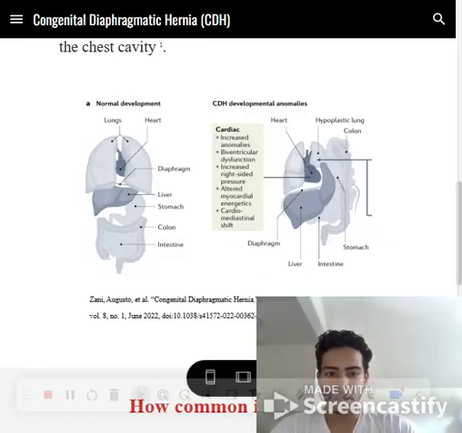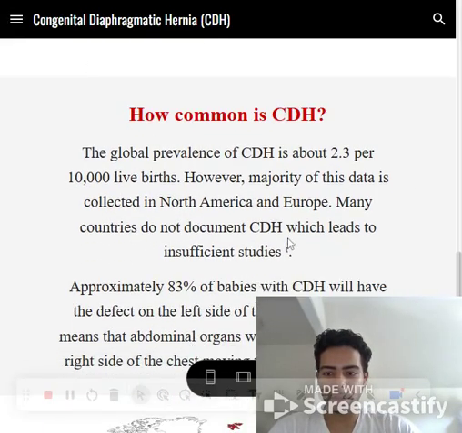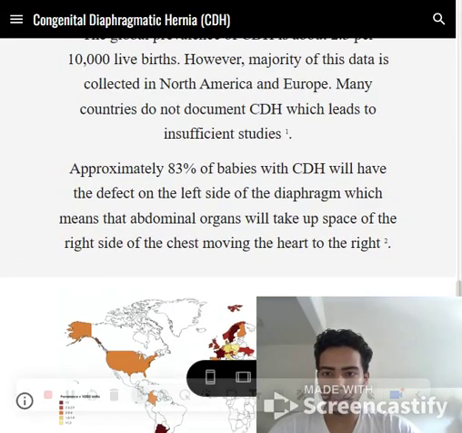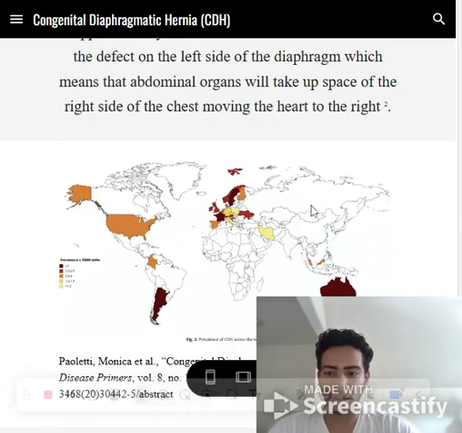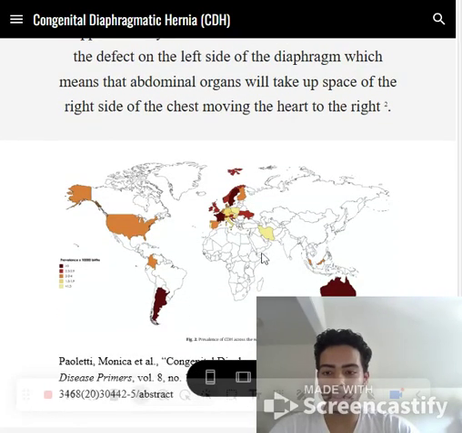And below it just shows how common CDH is, and the picture below just shows how common it is in different countries, and also reaffirms the idea that I presented up here, that many countries do not document CDH, so there are insufficient studies of CDH.